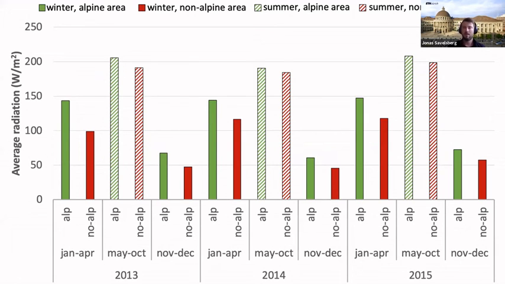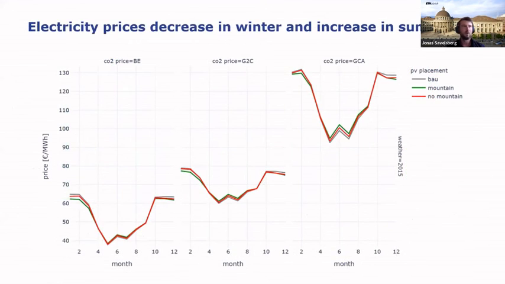Now, looking more at the market component in here, what we see is something that we probably expected, is that due to this mountain placement, so the green lines, and what you see here, it's basically the electricity price, average monthly electricity price for the 3 different CO2 price scenarios for the weather year 2015. And we can see that the optimized placement in the mountains has a decreasing effect in winter on prices and a slightly increasing effect in summer in comparison to the business as usual scenario.